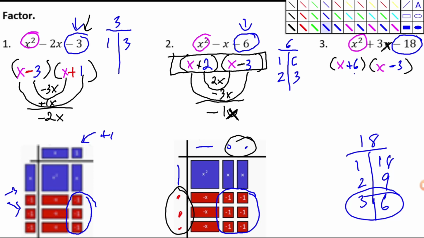So let's check that real quick. Make sure that works. So this would give me a 6x. This would multiply to give me a -3x. And my final check is 3x. So perfect. So there's my answer.